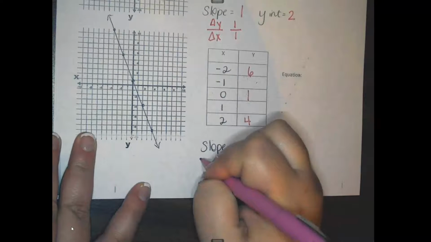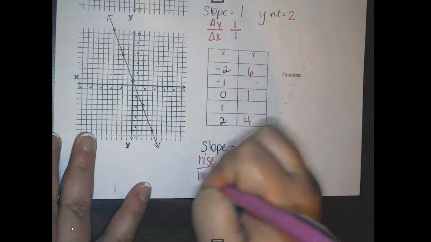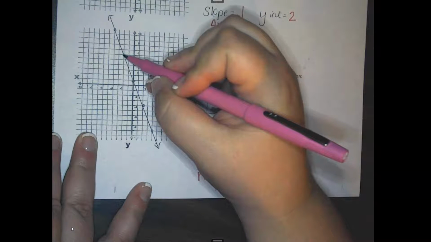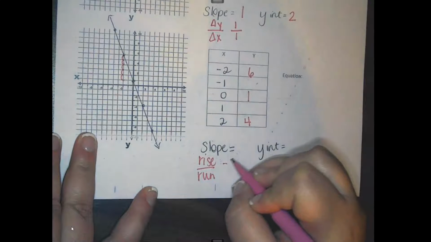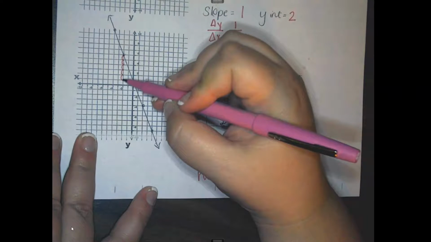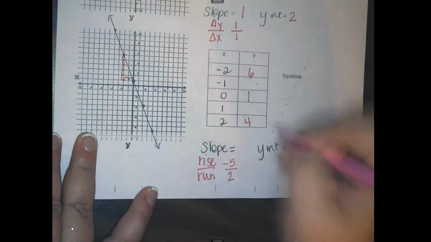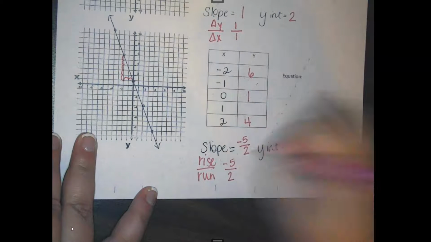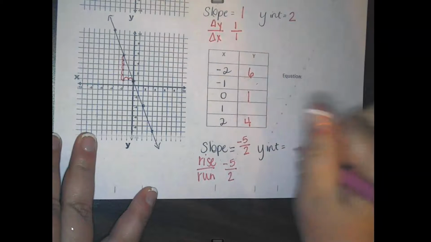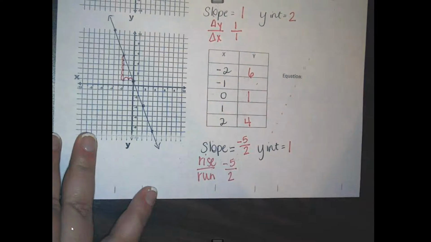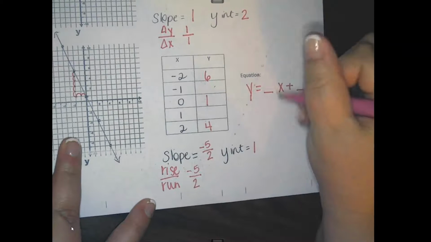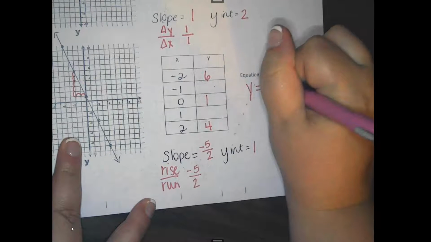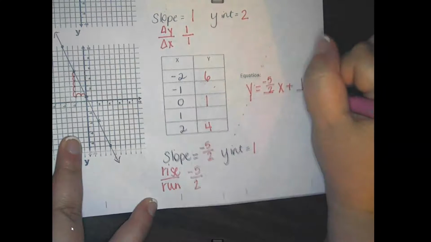So slope is going to be rise over run. I can see this as a negative slope. So rise, 1, 2, 3, 4, 5. So it went down 5. And it ran to the right 2. So the slope is -5/2. Y-intercept is at the 1. So my equation is y equals blank x plus blank. So that slope is -5/2, while that y-intercept is 1.